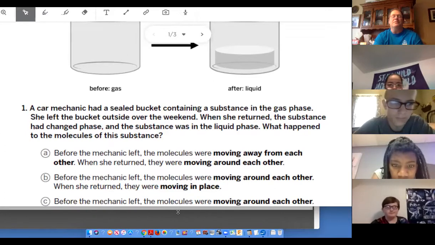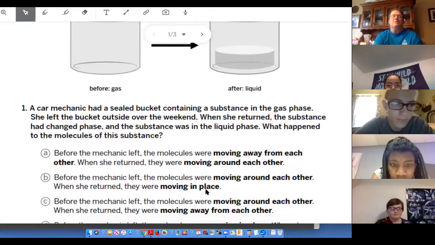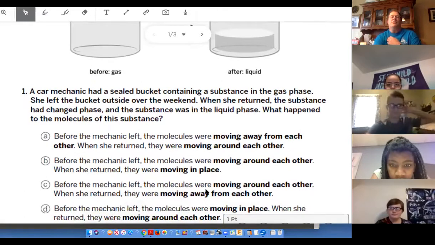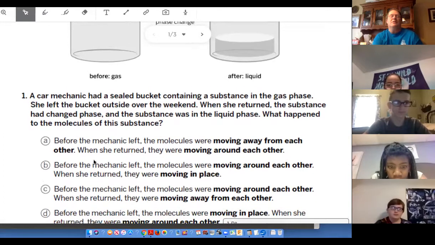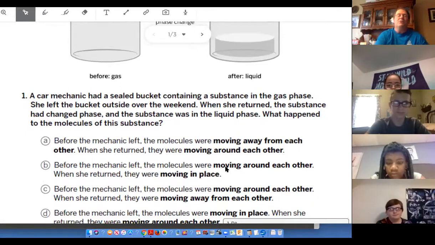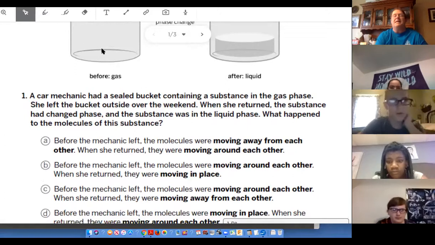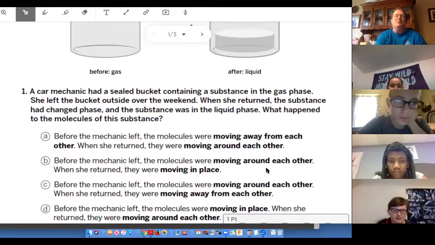So your choices. A, before the mechanic left, the molecules were moving away from each other. When she returned, they were moving around each other. Choice B, before the mechanic left, the molecules were moving around each other. When she returned, they were moving in place. Remember, you have a gas before and a liquid after.